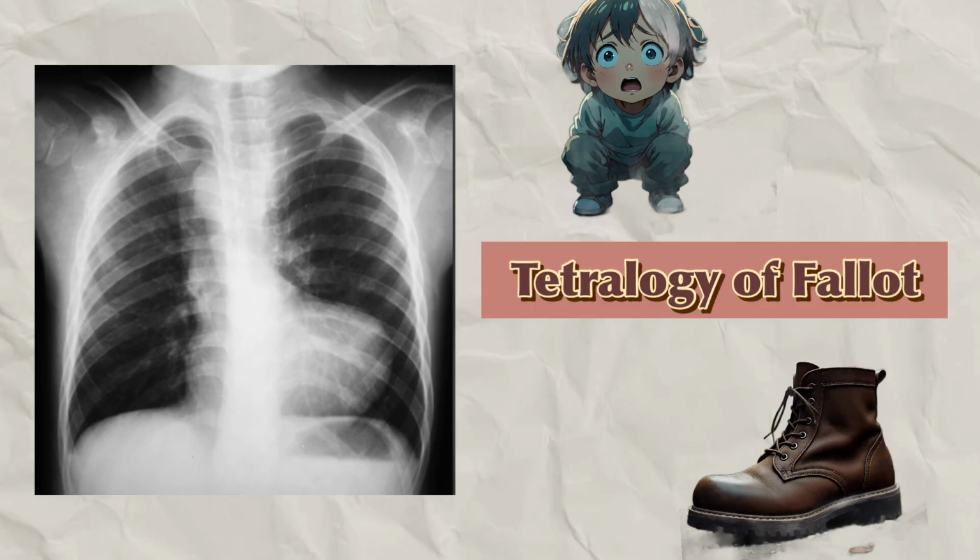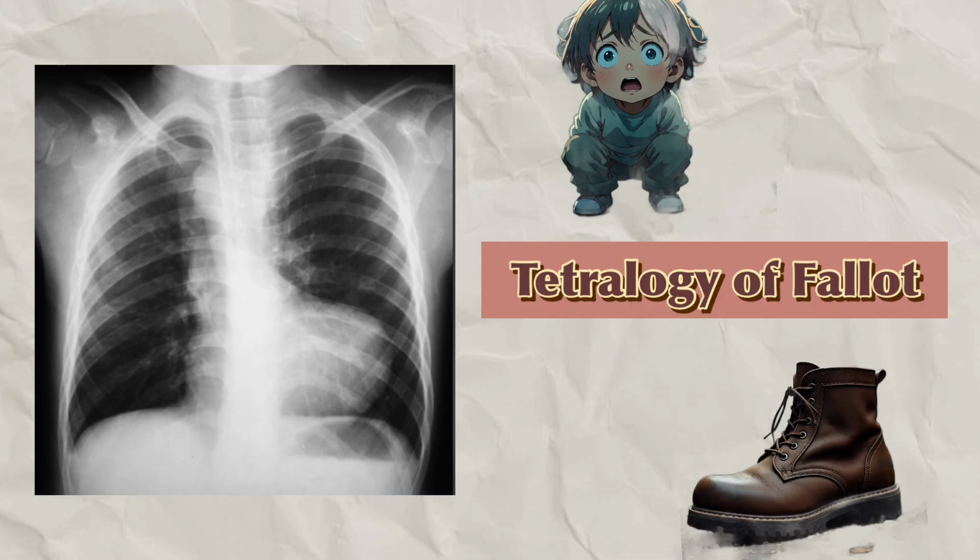So the first one is a plain chest x-ray of a child taken in the anteroposterior view. The film appears to be adequately exposed and centered. On assessing the cardiac size, the heart appears to be normal in size. However, the cardiac contour is abnormal with an upturned apex, giving a boot-shaped appearance.